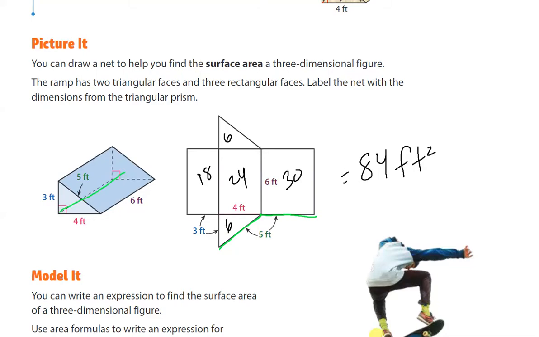Oh, nope, I'm looking at the arrow wrong. This arrow is trying to point at this. So it's the hypotenuse of the triangle. Remember, hypotenuse of a triangle just means the side that's the longest one. So these two pieces will connect.